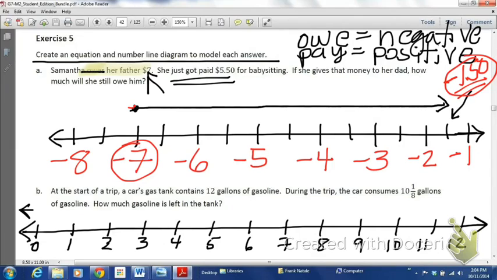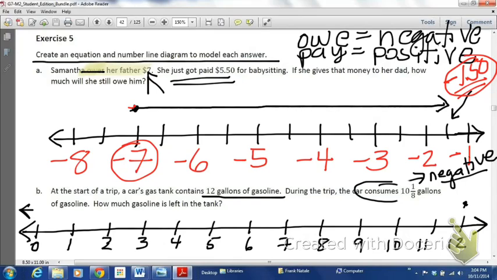Anyway, here we go. At the start of the trip, the car's gas tank contains 12 gallons of gas. So the tail of our arrow is right there. During the trip, the car consumes. This idea of consuming: when you consume, you take away. Consume is also a negative word in this sense. When you start out with a hamburger and you consume half of it, you only have half of it left, so that's a negative value. So this idea of consuming is negative.